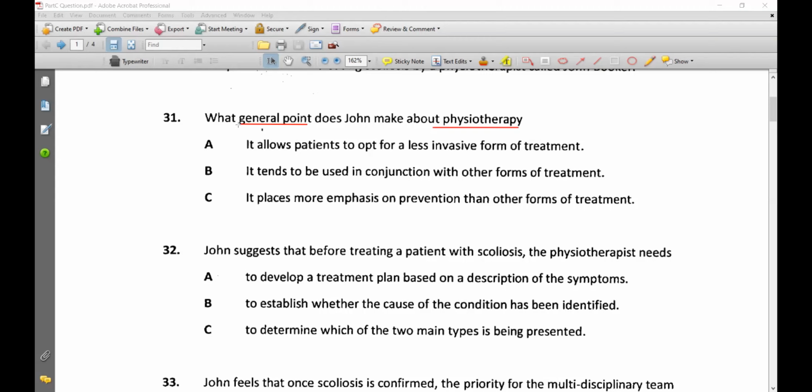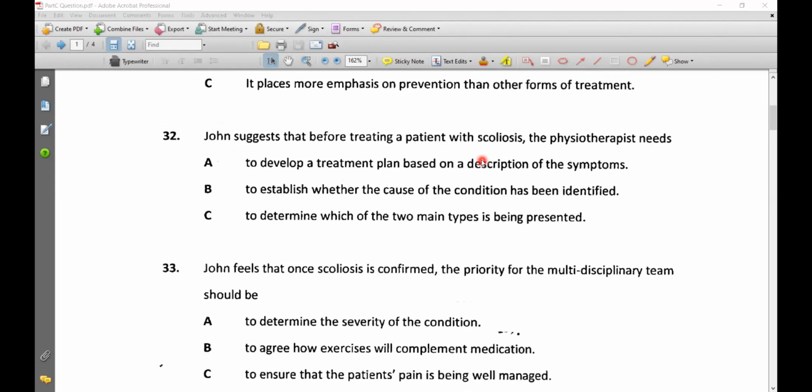So here also you can see what general point does he make about physiotherapy. So what I can predict here is that they may talk about the approach. How does it work? How do we deliver physiotherapy, or what kind of approach do we have? So this is going to be a general talk, not related to scoliosis, because you see here, it is not related to scoliosis. Similarly, you read all the questions to get a brief overview, so that you can predict what is going to come next.